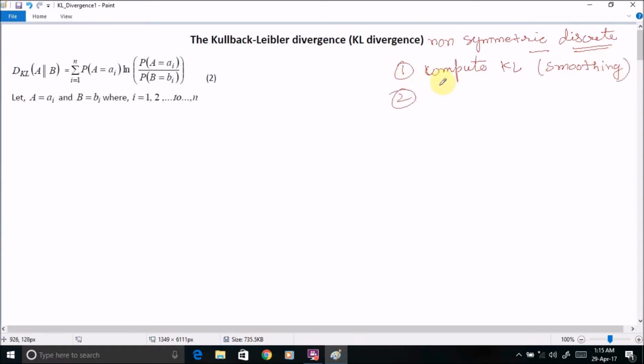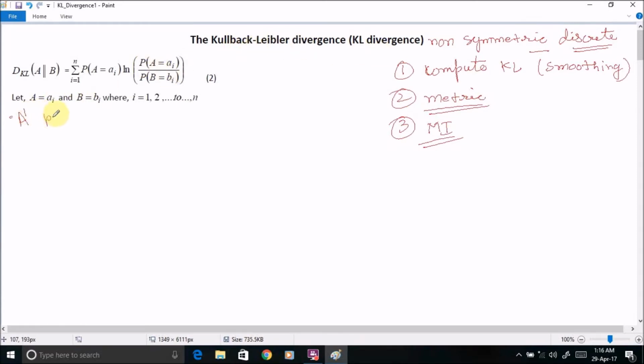Second is how to use KL-divergence, which is actually a non-symmetric type of measure, as a metric to calculate the similarity or dissimilarity or distance between two documents. Third is how to utilize KL-divergence to compute the mutual information. But now let us start with a very simple explanation of KL-divergence.